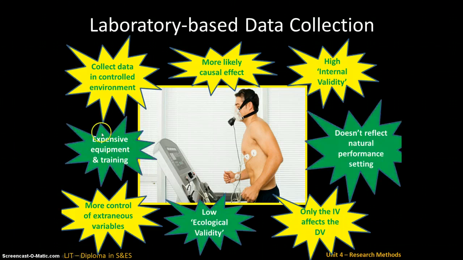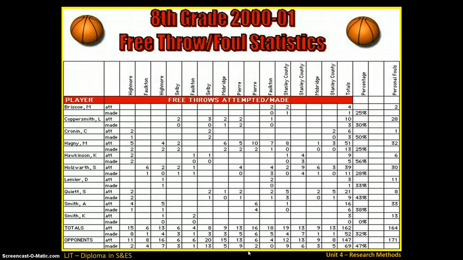So it's all again down to the amount of control you have in the space. But it's incredibly expensive, and a lot of the equipment and the machinery and the testing might need training. It's perhaps low in ecological validity because it's not a natural situation. It's in quite a false situation, so they all feed into each other. So those are the pros and cons of field versus lab-based experiments.